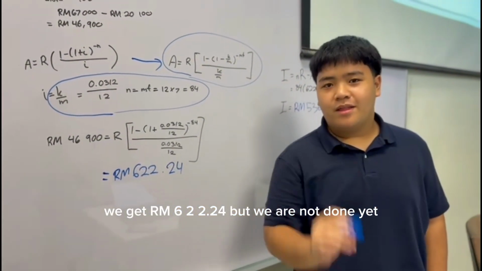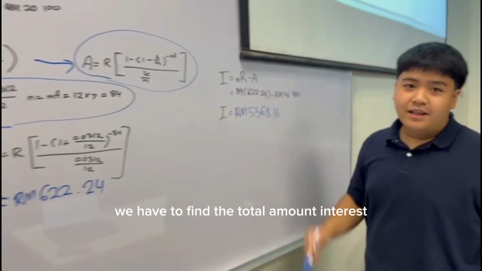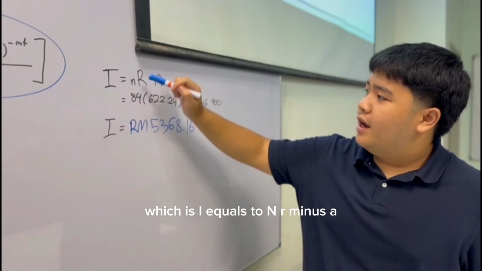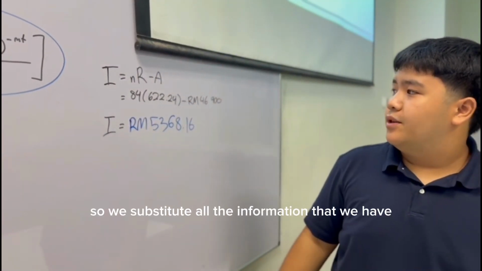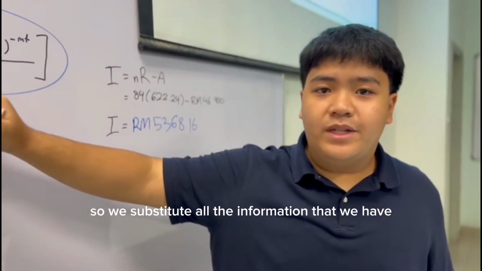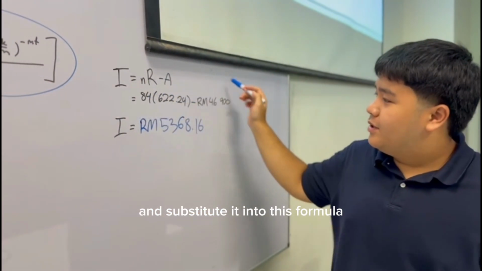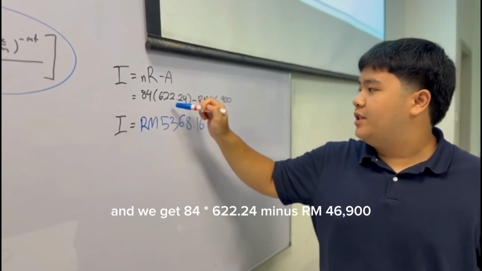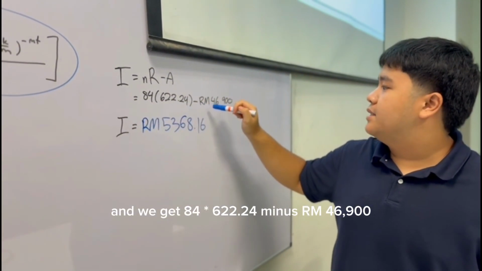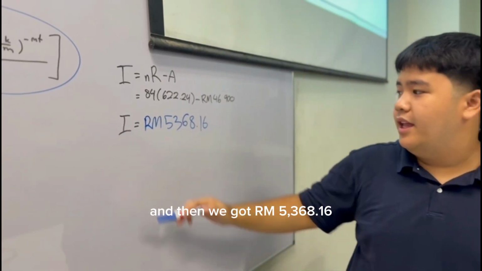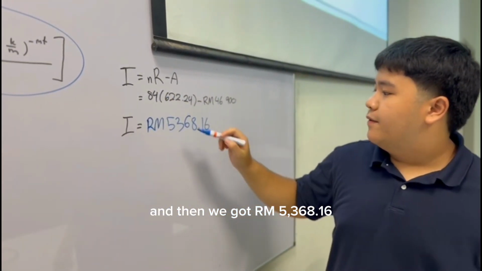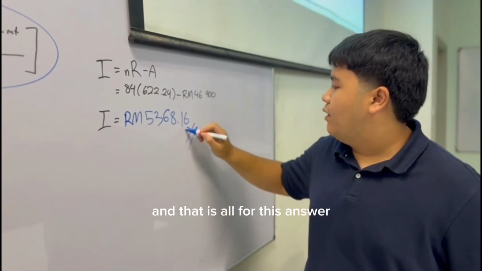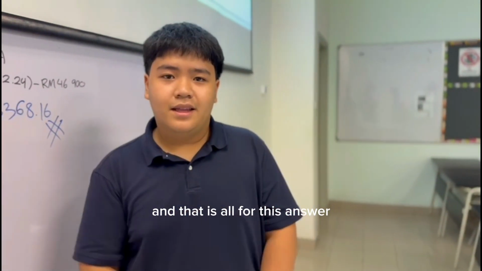But we are not done yet. We have to find the total interest, which is I equals nR minus A. So we substitute all the information that we have into this formula, and we get 84 times 622.24 minus RM 46,900, and then we got RM 5,368.16, and that is all for this answer.